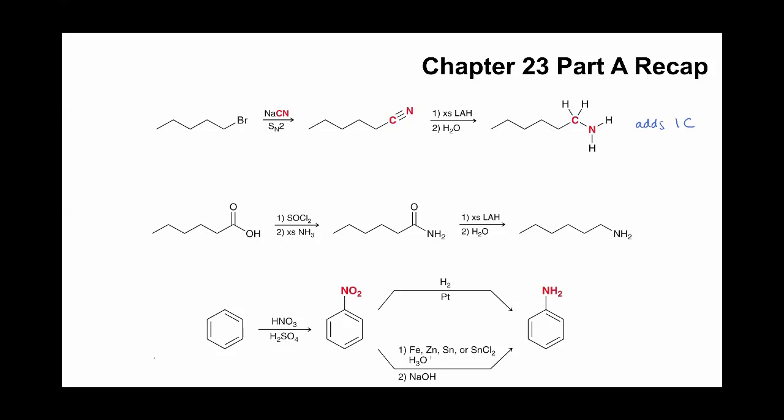And then if you're working with benzene, we can add the nitro group, reduce that with H2 and palladium to get the amine, or the aniline here. Or you can also reduce it with iron, zinc, tin or tin chloride, followed by sodium hydroxide in order to get that amine. So these are reactions that we've seen already.